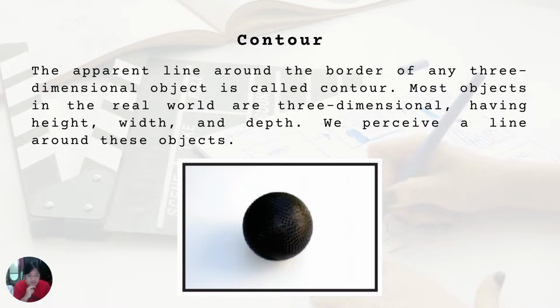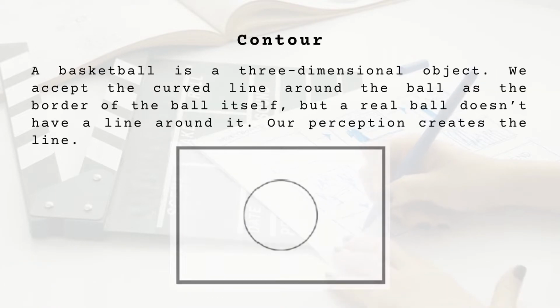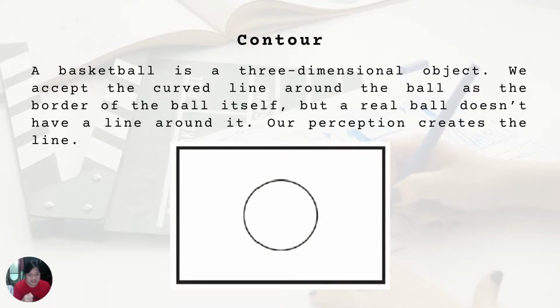So, in this image, for example, a basketball is a three-dimensional object like what we've seen earlier. We accept the curved lines around the ball as the border of the ball itself. But a real ball doesn't have a line around it. Our perception creates the line. So what you can see in front of you is a circle. Okay, if you imagine, let's say, a ball, then you see the perceived line around it. But if you pick up the ball and look at it closely, you can see that there are no lines in it.